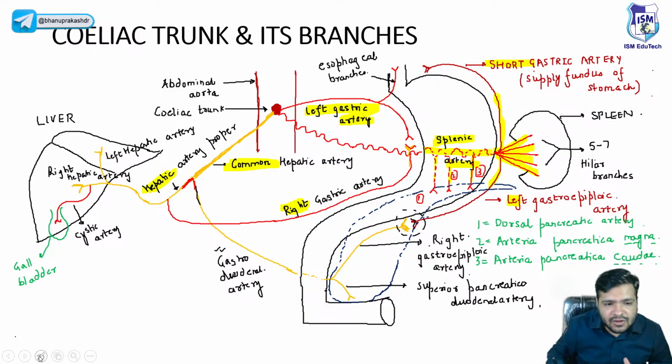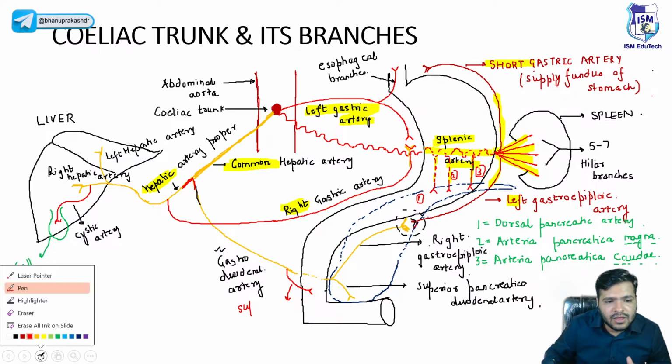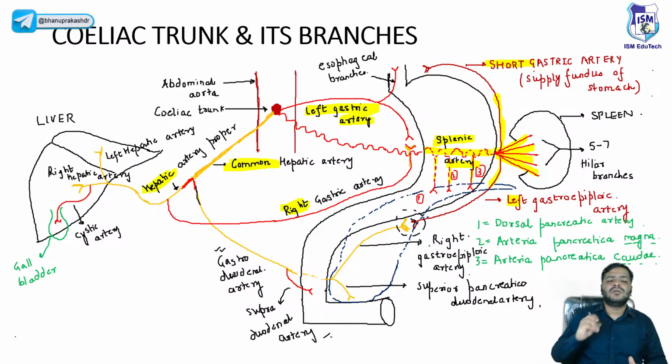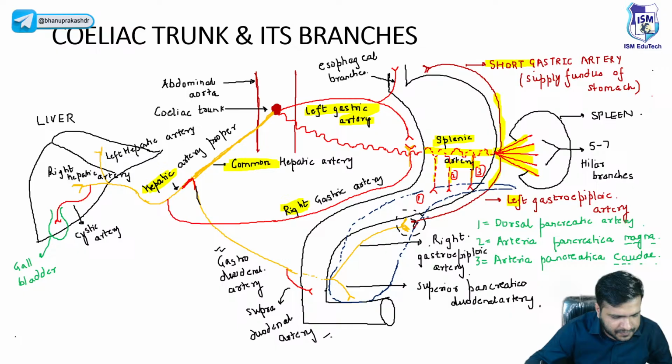Now, this superior pancreatico-duodenal artery gives a very short branch to the duodenum directly, and it is called the supraduodenal artery. So that you also have to mention. It is the supraduodenal artery, very short branch. Duodenal artery. So yes, I hope this is clear now.